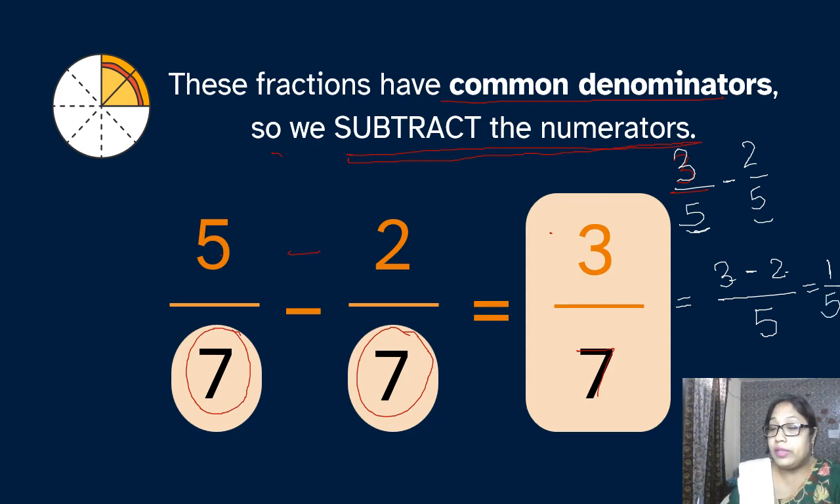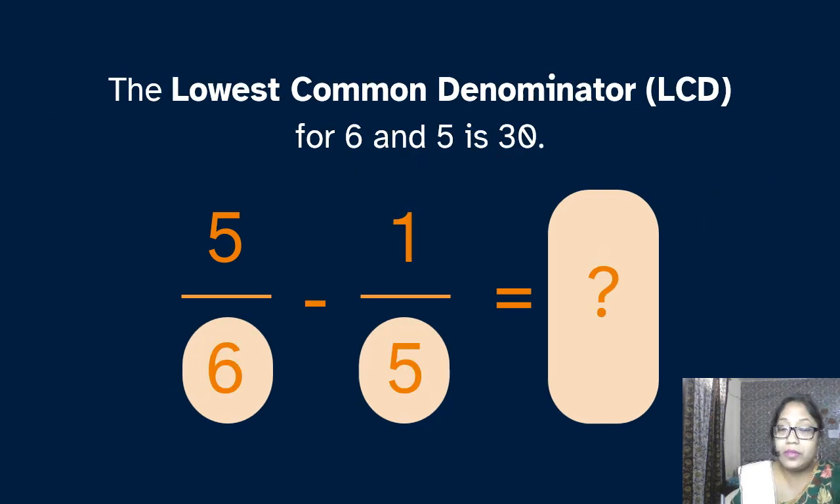So after doing subtraction, our answer is 1 upon 5. Okay. 5 upon 6 minus 1 upon 5. That means it has the different denominator. Different denominator, that means unlike fractions. In subtraction of unlike fractions, we will follow the same procedure as we did in addition.